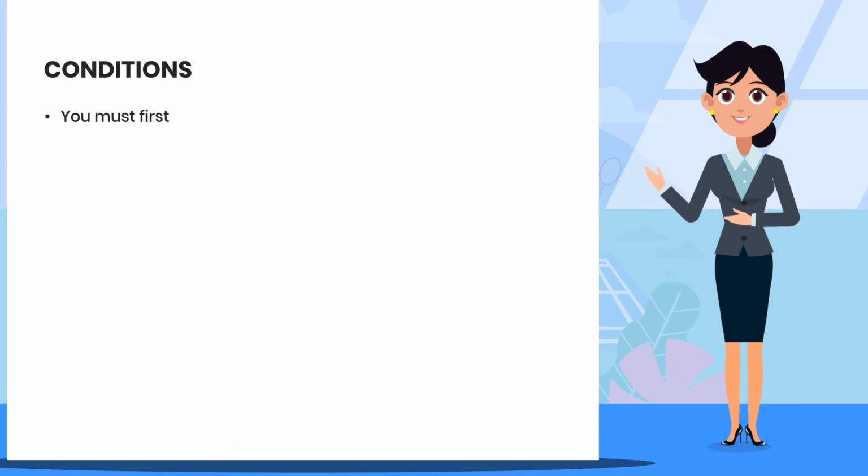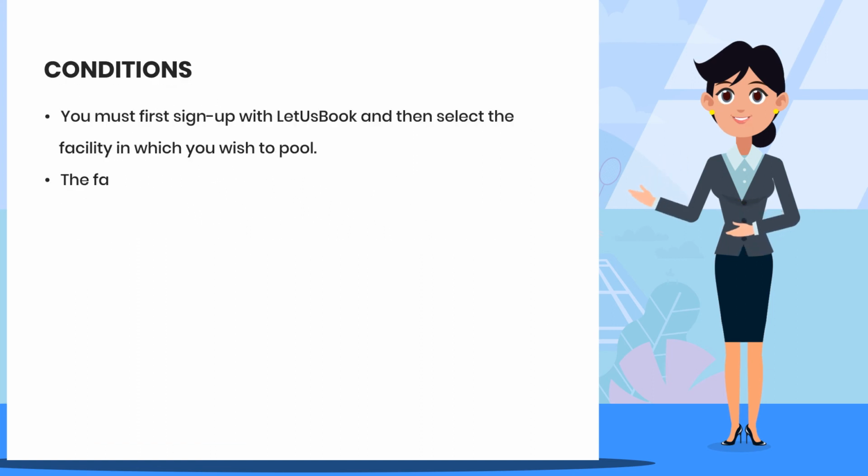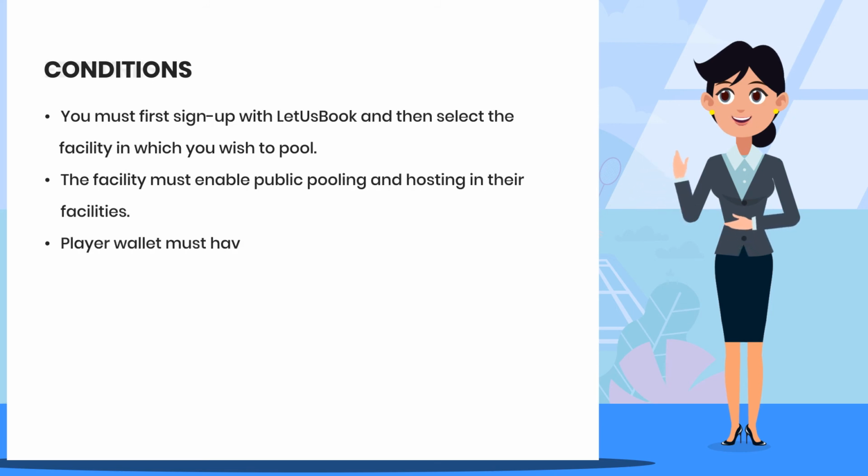Conditions: you must first sign up with Lettuce Book and then select the facility in which you wish to pool. The facility must enable public pooling and hosting in their facilities. Player wallet must have sufficient money to pool.